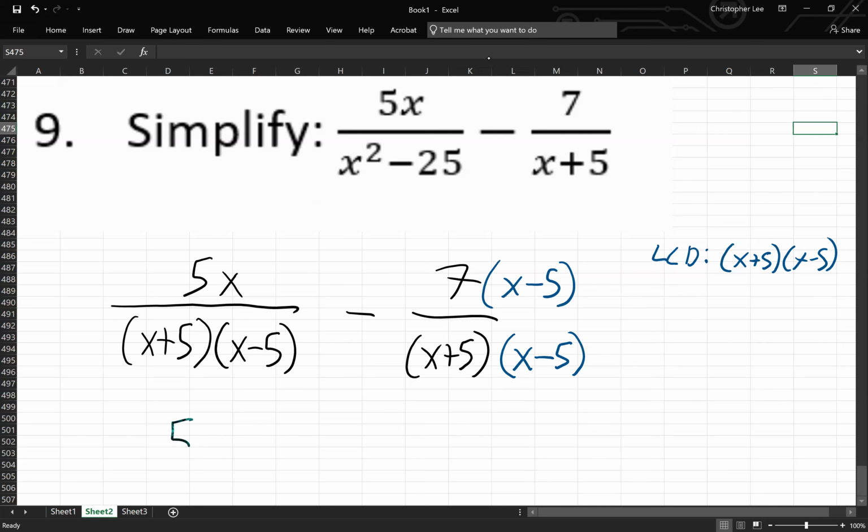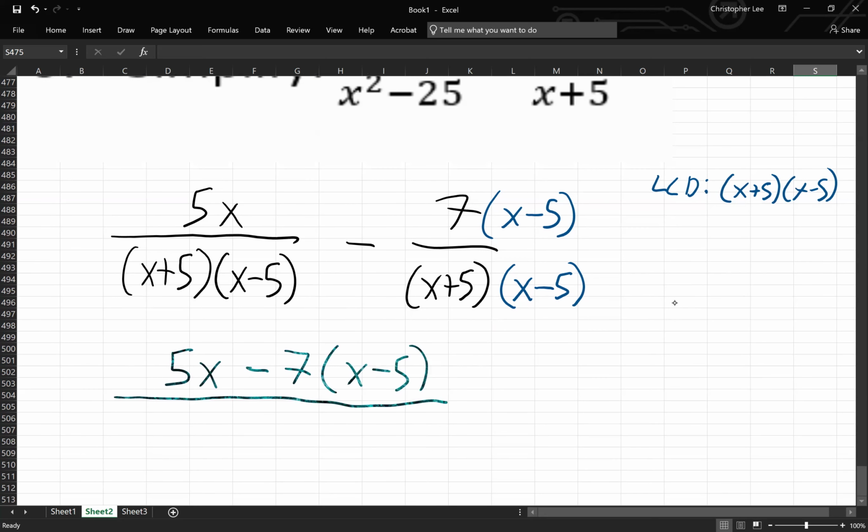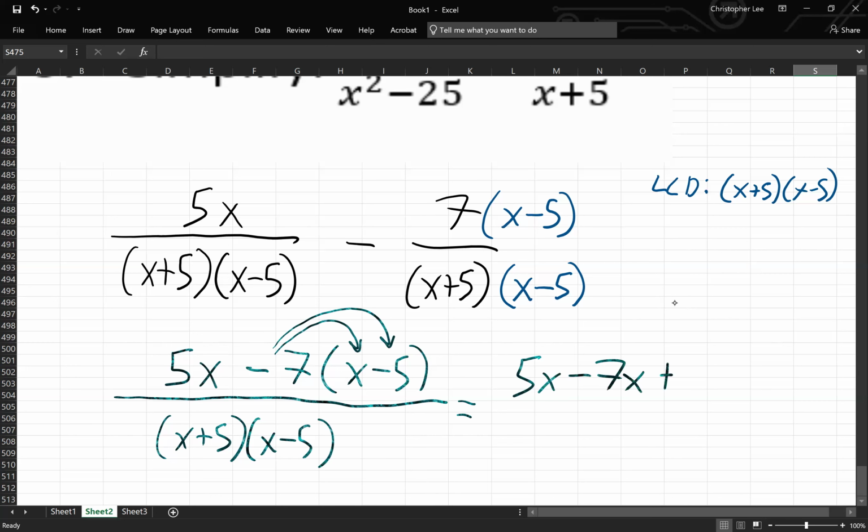So now what do I have? I have 5x minus 7 times x minus 5, all over the x plus 5 and the x minus 5. At this point, just simplify the numerator. None of that, just subtraction. Over here, you just distribute this. So what am I going to have? Somebody tell me. Plus 35. Very good. And again, all over x plus 5, x minus 5.